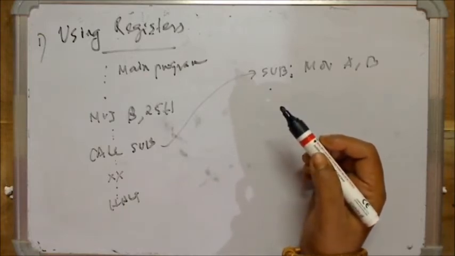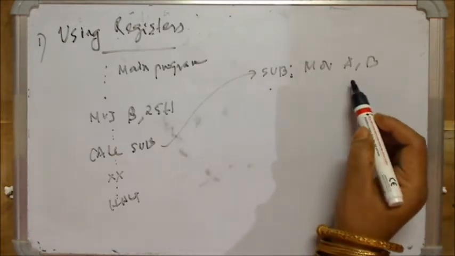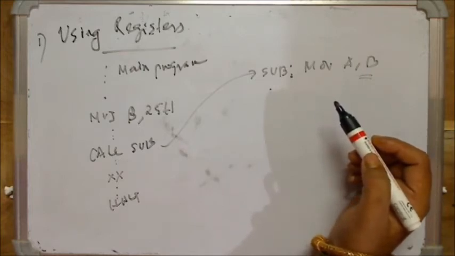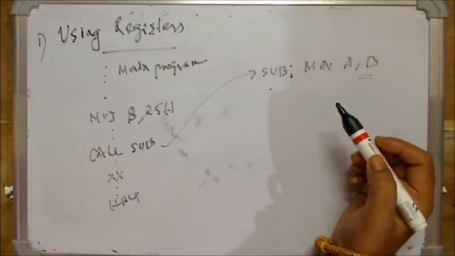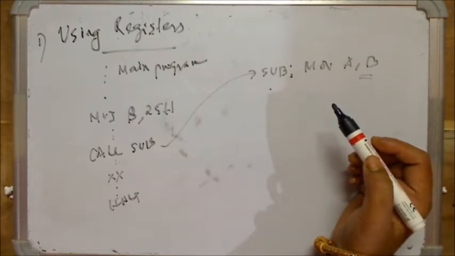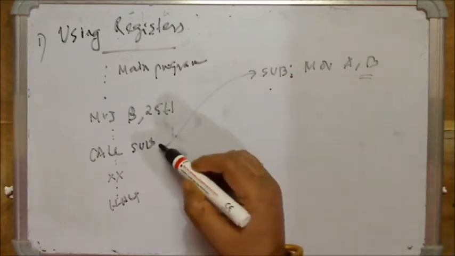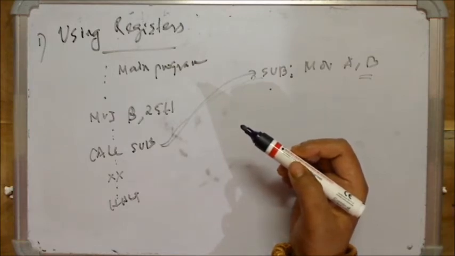That means if there is a subroutine to find the factorial, it will find the factorial of any number present in the B register. So I have put the value 25H into the B register. So how will the subroutine find the factorial of that 25H? That means the parameter 25H is passed to the subroutine using the B register.